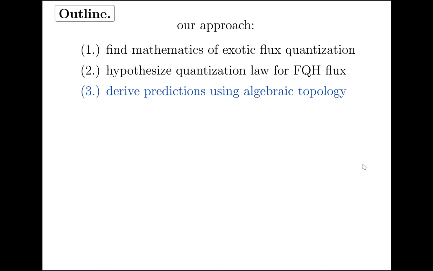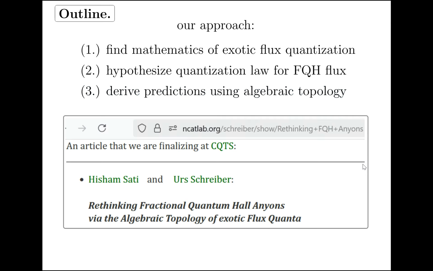And then once we've hypothesized the quantization law this way, we have our physical theory set up, and then we should derive its predictions to see what it implies. The way this is set up, it turns out these predictions are all derived just by applying tools of algebraic topology, in a rigorous way, to analyze what's going on.